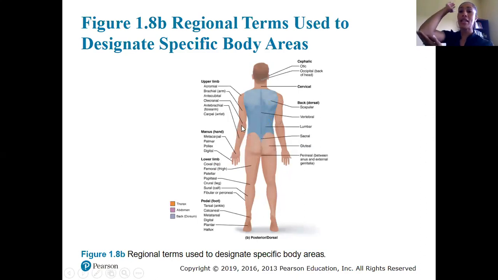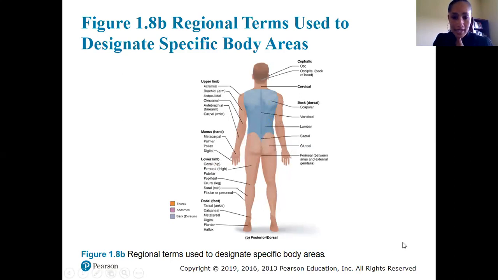olecranial, which represents the back portion of your elbow. We have, like I said, popliteal, the posterior portion of your knee. We have crural, which represents the posterior portion of your leg. And sural is what represents your calf muscle.